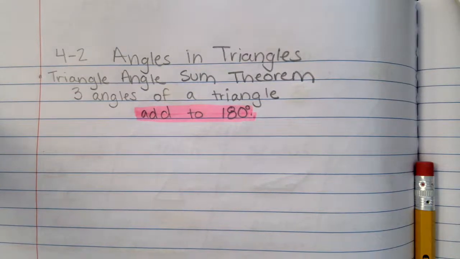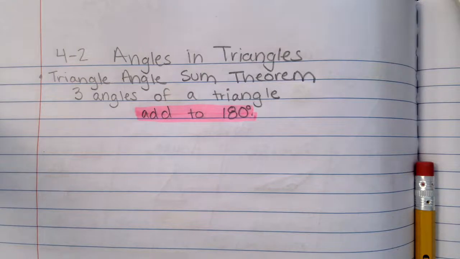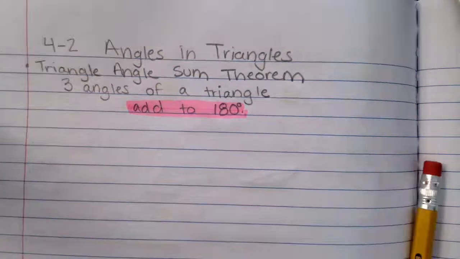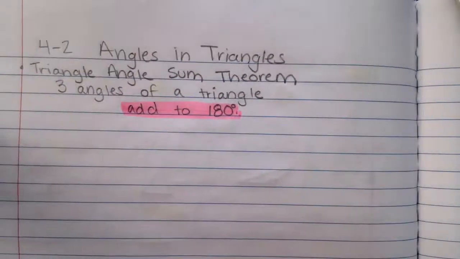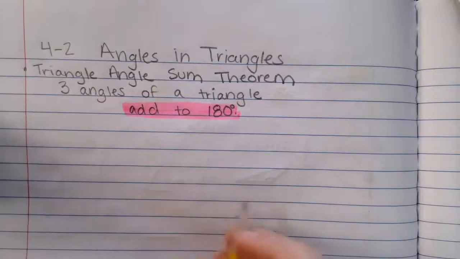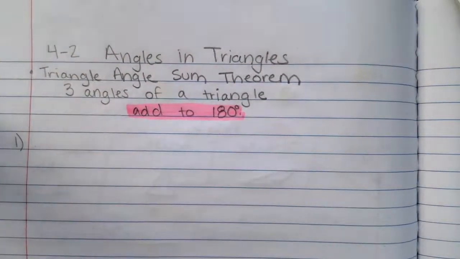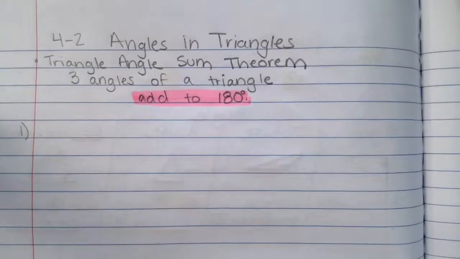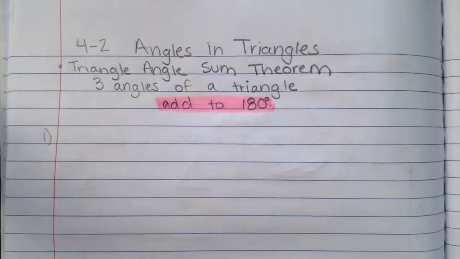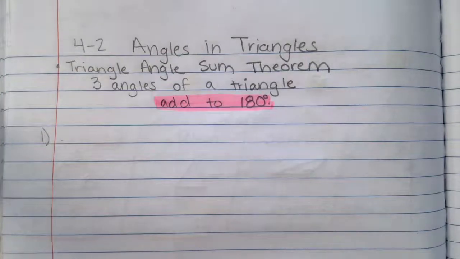So no matter what type of triangle it is, no matter what the side lengths are, if they're big, if they're small, those angles inside, those measures of those angles will always add up to 180 degrees. We're going to do a couple examples with this. We're going to start with just a simple triangle. Okay, I'm going to do an obtuse triangle here.